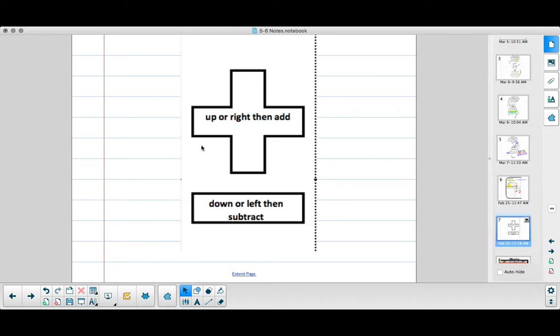And again, you're adding to the x value if you're moving to the right, and you're adding to the y value if you're going up, and then you're subtracting from the x value if you're moving to the left, and from the y value if you're going down.